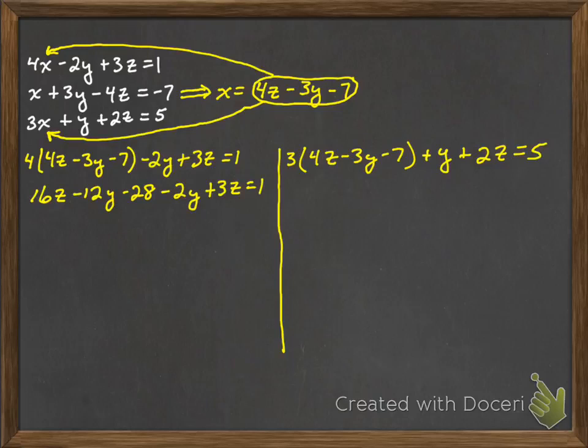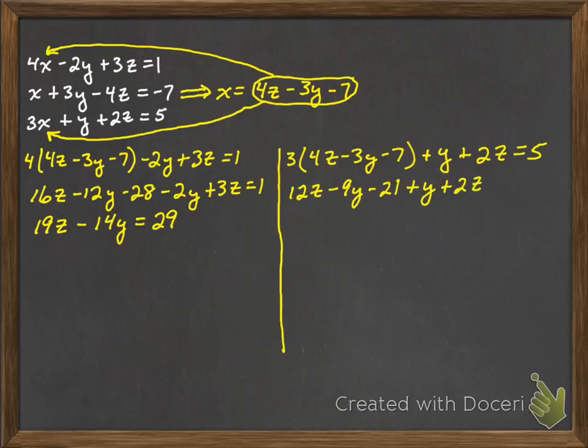And combine like terms. So 16z and 3z is 19z. Negative 12y minus 2y will be minus 14y. We'll move the 28 over to the right by adding it, giving us 29. So moving over to the right, we're going to distribute. And then combine like terms, 12z and 2z is 14z. Combining the y's will give you negative 8y. And then we'll add the 21 over to the right, giving us 26.